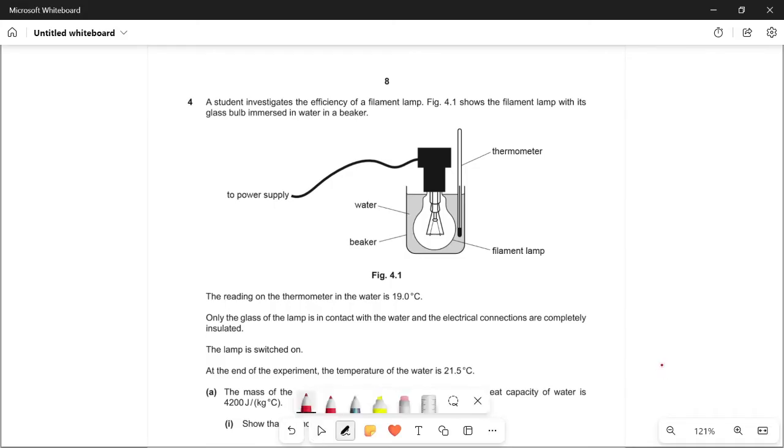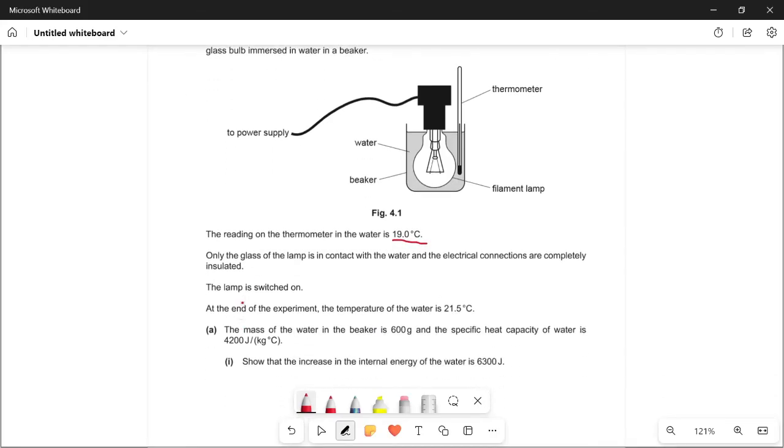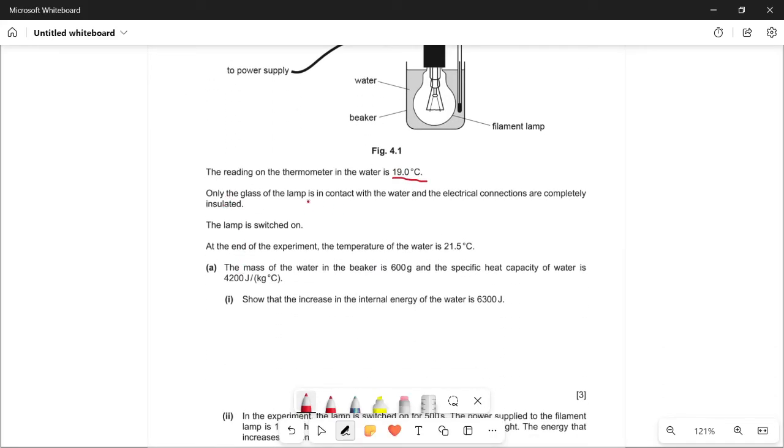Number 4. A student investigates the efficiency of a filament lamp. Figure 4.1 shows the filament lamp with its glass bulb immersed in water in a beaker. The reading on the thermometer in the water is 19 degrees Celsius. Only the glass of the lamp is in contact with the water, and the electrical connections are completely insulated. So there's no wastage of energy, or there's no heat coming out.